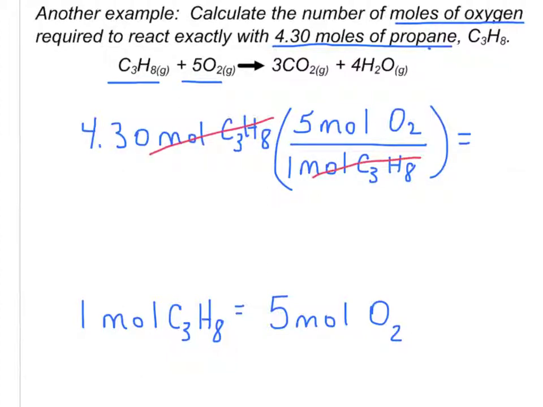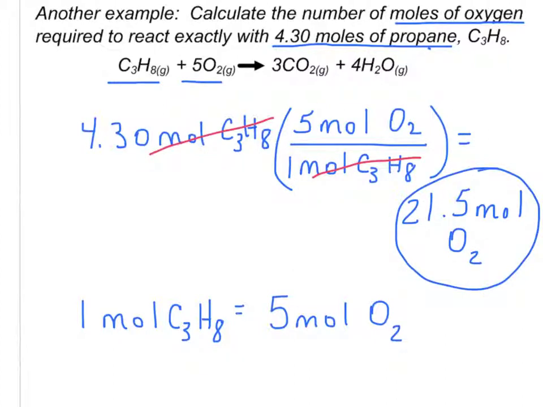Moles of propane cancel out, and the answer is 21.5 moles of oxygen. And, for just a little review here, we only use 3 significant figures in our answer because we're limited by the 3 significant figures here. These are exact numbers, so we don't need to be limited by these numbers. We know then that if we're given 4.30 moles of propane, we have to have 21.5 moles of oxygen in order for the ratios to work out evenly.